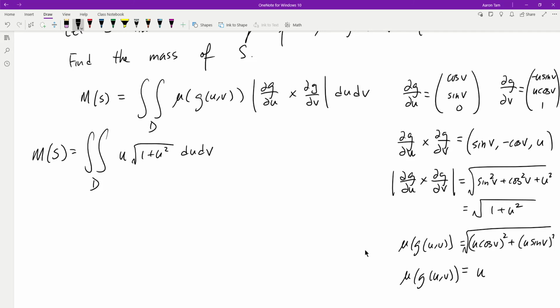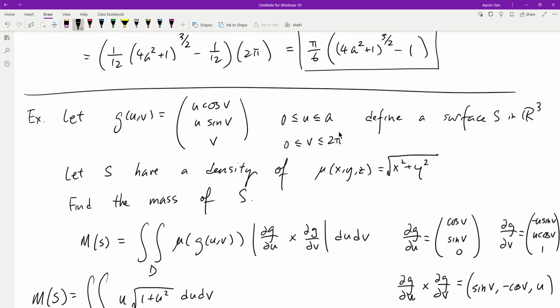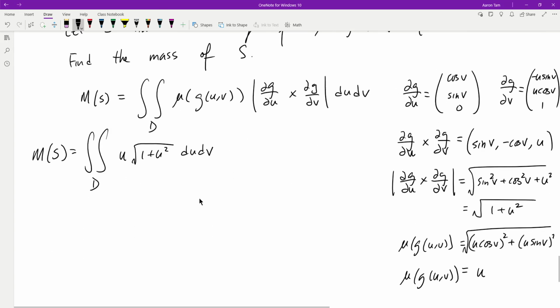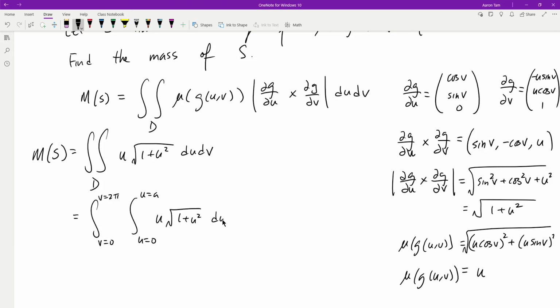And we have our limits. So it looks like our region of integration defined by uv is simply a rectangle, because u goes from 0 to a, and v goes from 0 to 2 pi. So that's pretty straightforward. What I'm going to do is integrate with respect to u first, because it seems to me that u has a lot more action going on. So v goes from 0 to 2 pi, u goes from 0 to a, and I have u times the square root of 1 plus u square du dv.